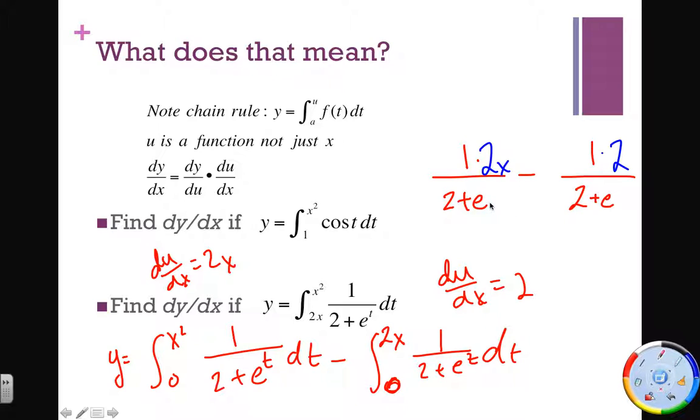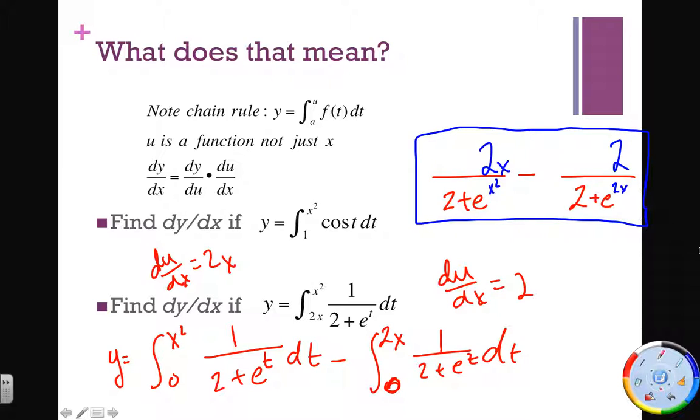It's not e to the power of x anymore. It was e to the power of u, but u was actually x squared here, and u here is 2x. And obviously you can get rid of these 1s if you don't like them, because it's just being multiplied by 1. And there you go. There is your solution.